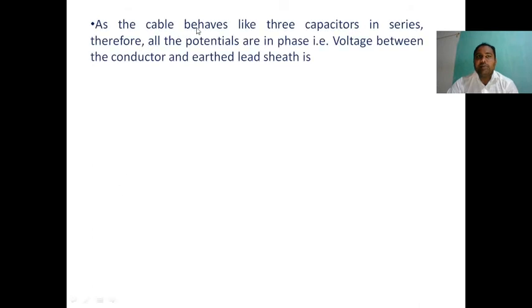The cable behaves like three capacitors in series. All three capacitors in the cable are in series. Therefore, all the potentials are in phase. The voltage between the conductor and the earthed lead sheath is V, equal to V1 plus V2 plus V3.